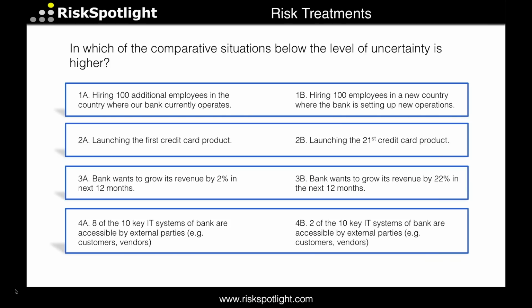4A, 8 of the 10 IT systems are accessible by external parties. 4B, only 2 of the 10 IT systems. Yeah, so 4A, because that's where you have more vulnerability. If those systems are accessible externally, they can be hacked into by hackers. So then you have more uncertainty in the case of 4A.